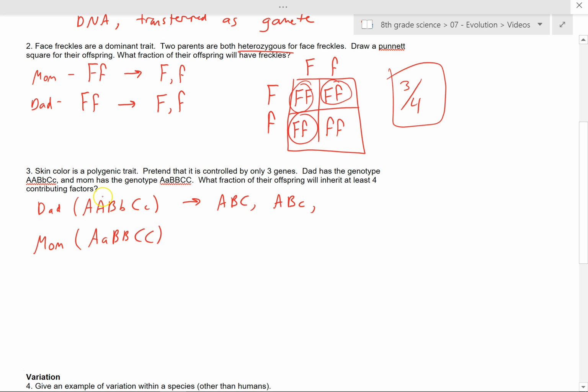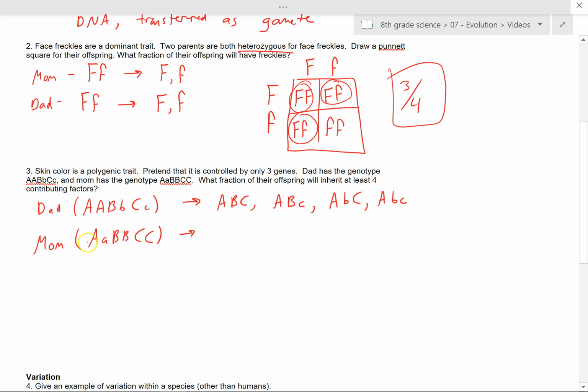We could do first A, second B, first C. Big A, little b, big C. We could do first A, second B, and second C. Big A, little b, little c. And we could do the second A with all of those, but the second A is exactly the same as the first A. So we just get a repeat of this list. We don't need to do that. So 4 possible gametes from dad.